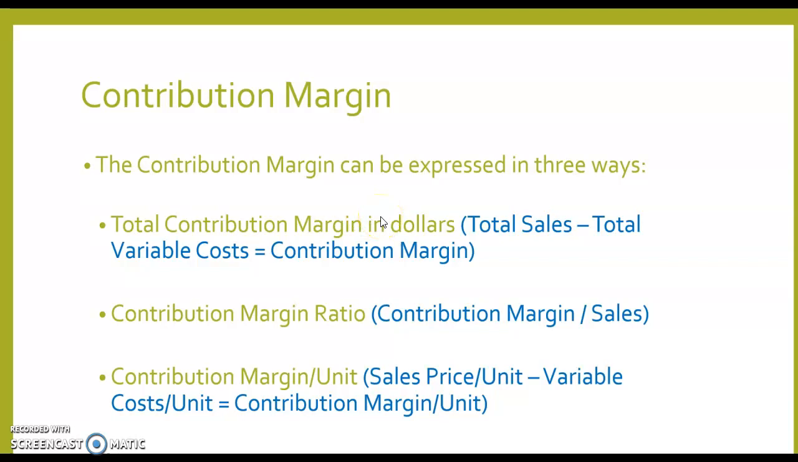Okay, the contribution margin itself can be expressed in three ways. The total contribution margin means we're taking our total sales for that period minus our total variable costs for that period. That gives us a contribution margin. We can also get the contribution margin ratio. This takes the contribution margin and divides it by sales.